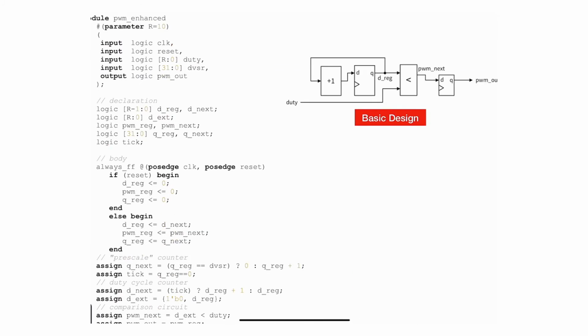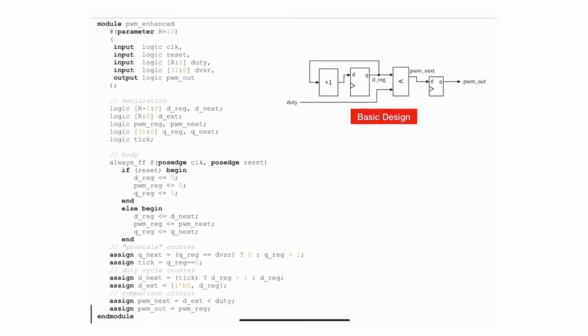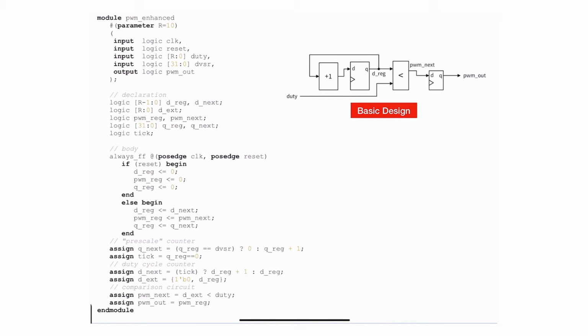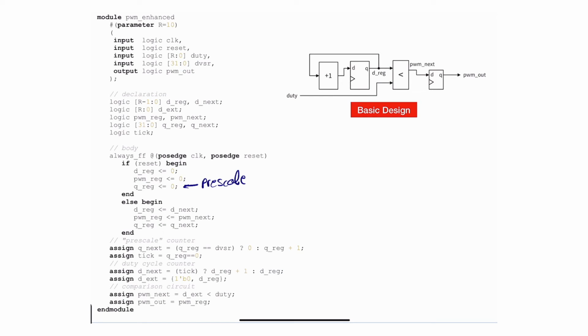Okay, so let's take a look at the enhanced design. The enhanced design is pretty straightforward. It's very, very similar to the basic one, except that I will add another counter in here. So you take a look in here, you will see that I have the D register, the pulse width modulation register, and now I have the prescaler in here. So that one here is the prescaler. I have three registers: the D register in here, which is a counter, the pulse width modulation register in here, which is there just to avoid glitches, and now I have a prescaler, which is not shown in the basic design.